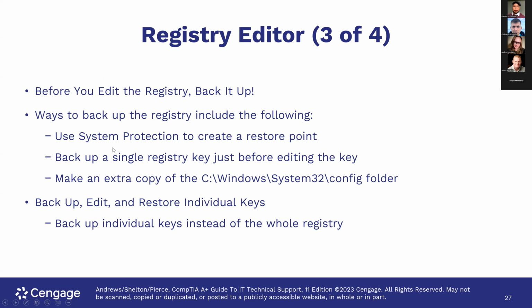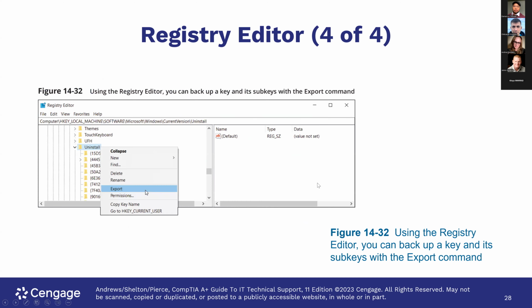Oh yeah, they're warning you that before you edit the registry, back it up. Ways to back up the registry include the following. Use system protection to create a restore point. Back up a single registry key just before editing it. Make an extra copy. Back up, edit, and restore individual keys. And it's laid out like this. Using the registry editor, you can back up a key and its subkeys with the export command.